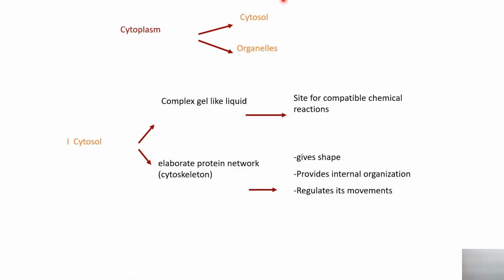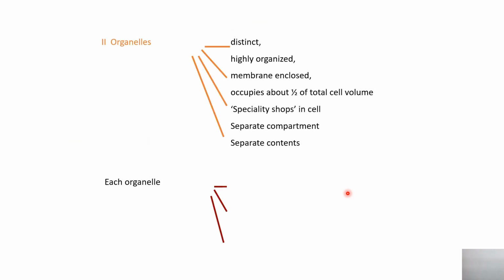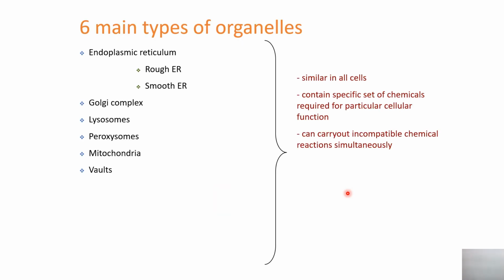Cytoplasm consists of cytosol and organelles. Cytosol is a complex gel-like liquid, the site for compatible chemical reactions, with an elaborate protein network, the cytoskeleton. It gives shape, provides internal organization, and regulates movements. Organelles are distinct, highly organized, membrane-enclosed, occupy about half the total cell volume, and have separate compartments and separate contents.